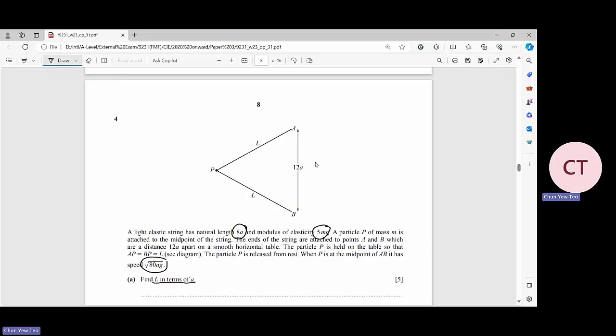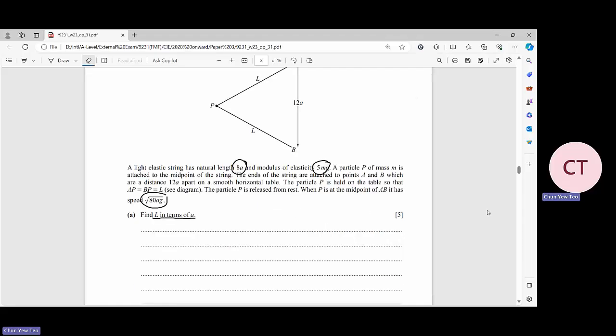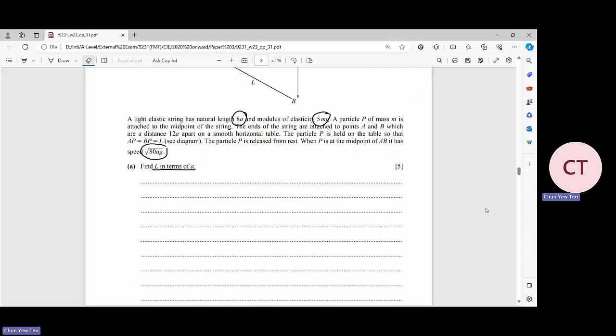So that means when P reaches here, originally your u is 0, and when you reach here, your v will be square root of 80ag. So this one is involving speed. You can see that the KE increases, that means the EPE will be lost. No GPE is involved, so right here we can just straight away start.